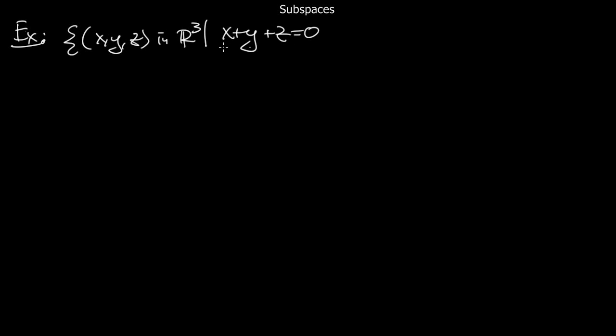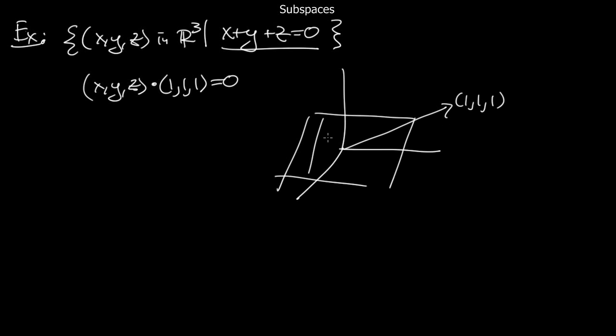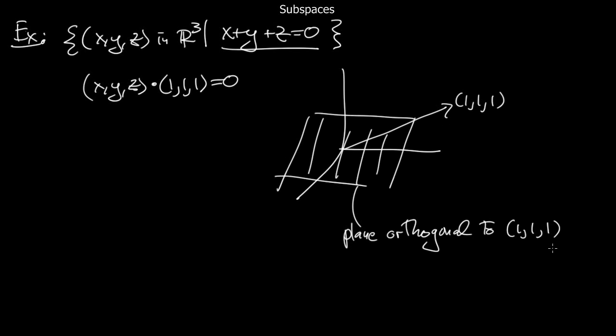Okay, here's another example. Take the vectors in R3 where the sum of the coordinates is zero. Is this a subspace? One way to say this is these are the vectors such that when you dot them with (1, 1, 1), you get zero. Another way to say that is you take this vector (1, 1, 1), and you draw its orthogonal complement, all the vectors perpendicular to that. I didn't draw it very well, but I hope you get the idea. It's a plane, the plane orthogonal to the vector (1, 1, 1), and that is a subspace.